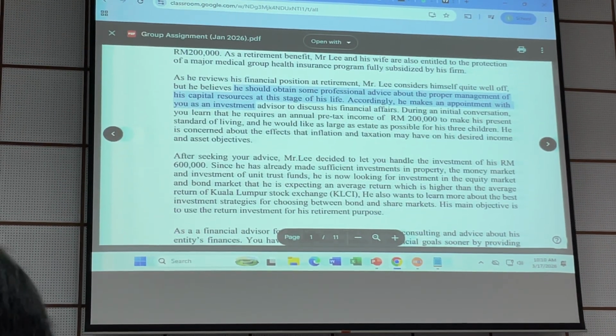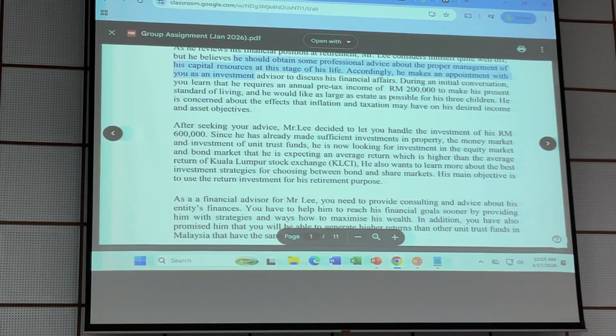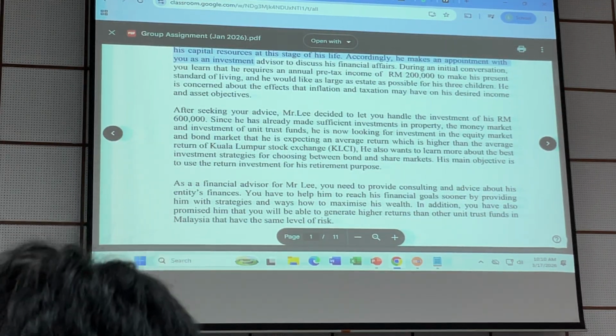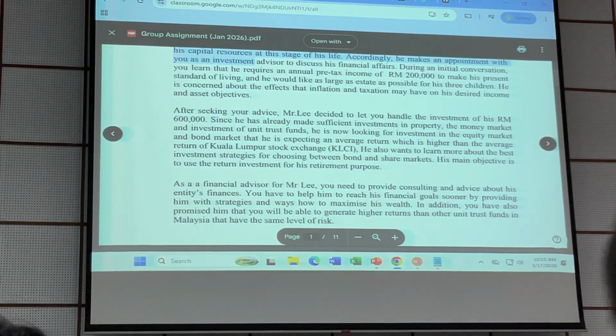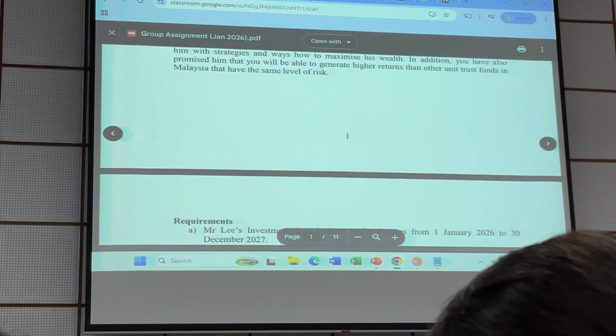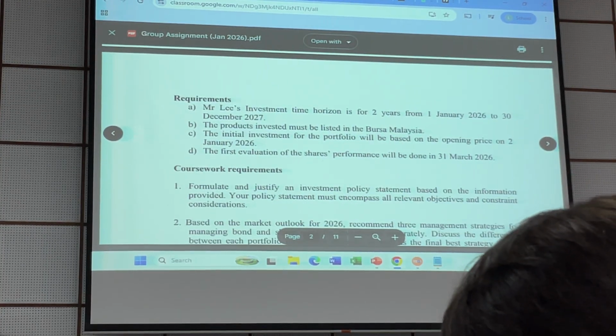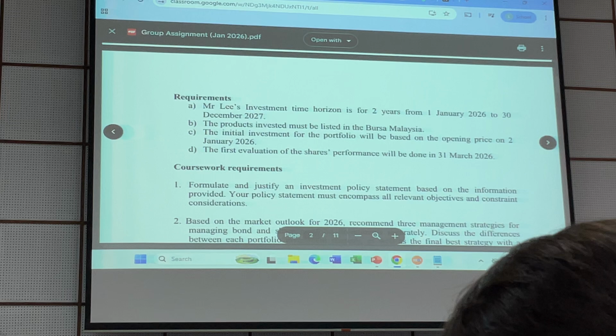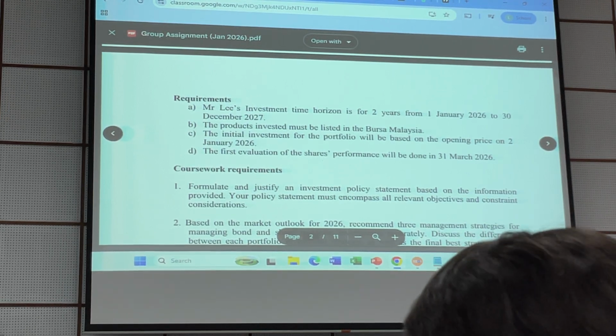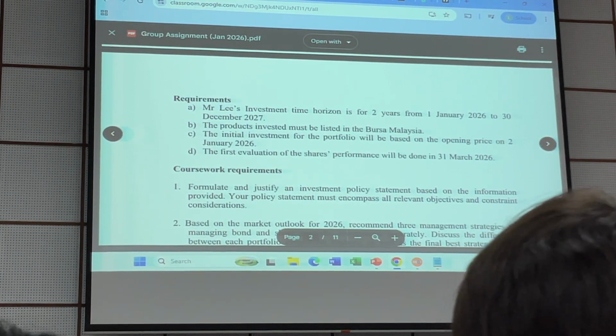Then look at KLCI as your benchmark, and you also want to maintain his investment for retirement purpose. So you have to advise him. Of course, first you have to define Mr. Lee's risk profile, whether he is a high risk taker, moderate risk taker, or conservative, whatever.